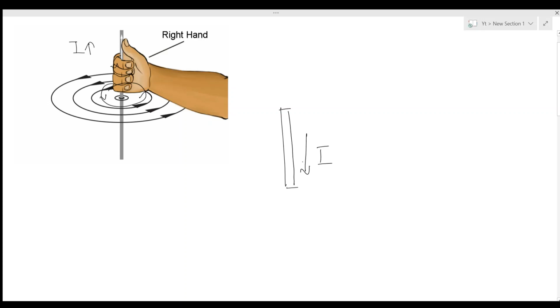Well, if you've understood the right hand grip rule, imagine yourself holding this wire where your thumb points downwards. So your thumb points downwards. This is your thumb, imagine. So your thumb points downwards, and the fingers curl around the wire like this. Goes from here to here. And therefore, this is the direction of the magnetic field that's induced. I hope that makes sense.